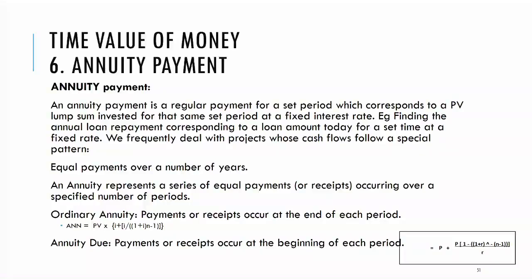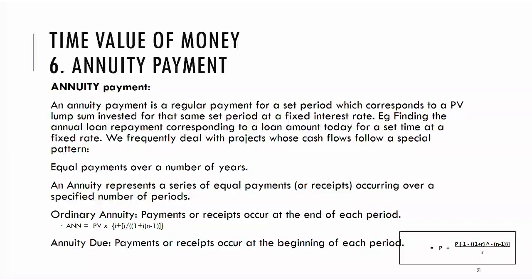And the key thing here is, there are two annuities: ordinary annuity and annuity due. Payments or receipts that occur at the end of each period we call an ordinary annuity. Right? If that payment is due at the end of the period, we call it an ordinary annuity. If you just talk about annuity, that's ordinary annuity. If you heard about annuity due, it means you pay that annuity at the beginning of the year. You pay that installment at the end of the year.